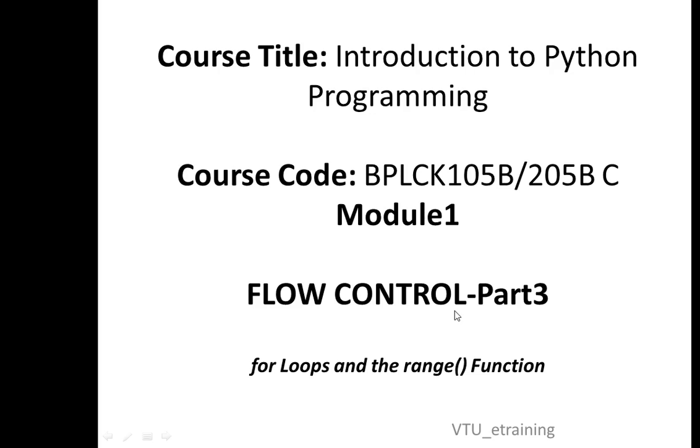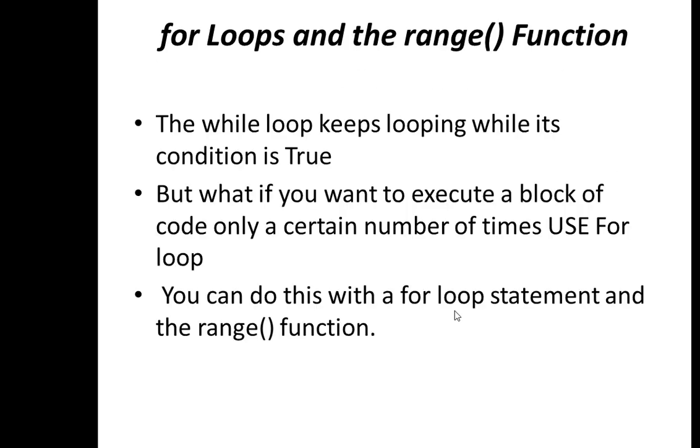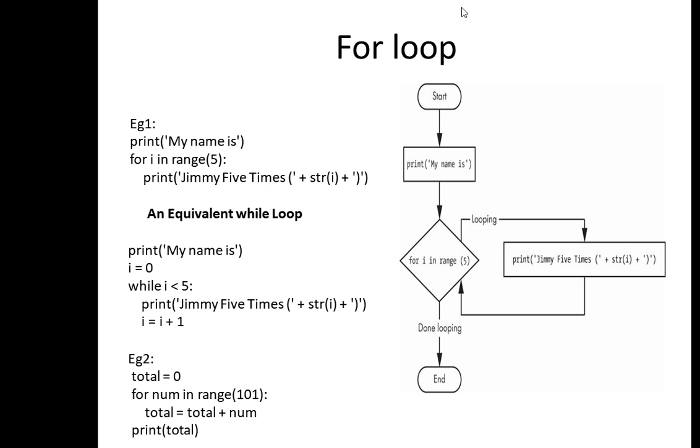Session will discuss the flow control statement, for loops and the range function. As we have seen in the while loop before, the while loop keeps looping while the condition is true. But what if we want to execute a block of code only a certain number of times? In such a case, we can use a for loop with the range function.